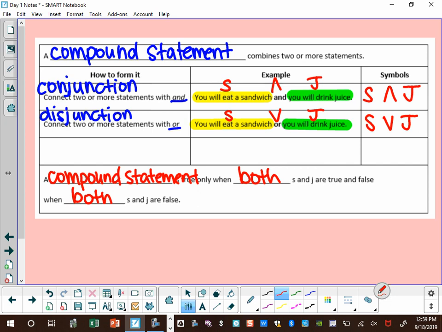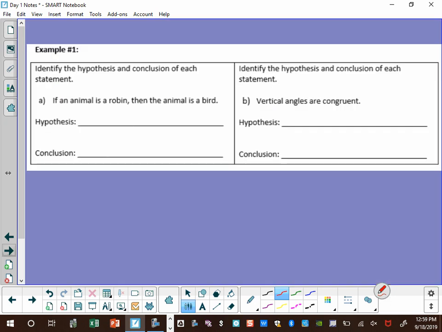Okay, so let's do example 1. You guys get this down? Example 1 says, identify the hypotheses and conclusion of each statement. All right, you guys can underline this. I want you to copy what I'm doing. Underline the first part, underline the second part. You may have to put 2 lines under, like if you're doing it, I would do it like this, so you can tell the difference.